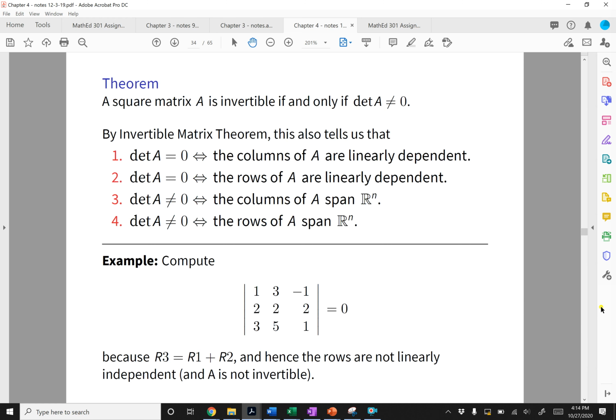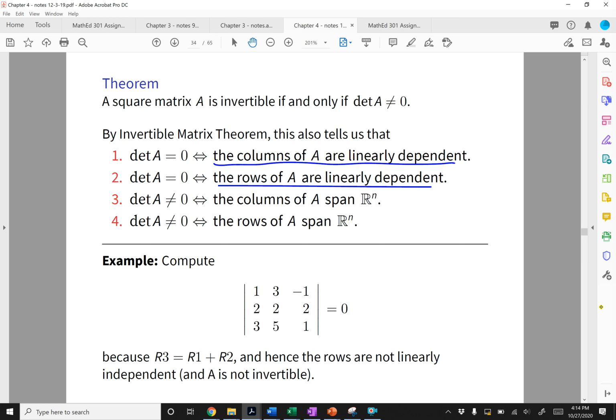Okay, so I think I emphasized this in both classes, at least a little, but just to emphasize it again: a square matrix A is invertible if and only if the determinant of A does not equal 0. So that's another thing we can add to our long list of things that are equivalent to having an invertible matrix. If the determinant is 0, the columns of A are linearly dependent and the rows of A are linearly dependent.